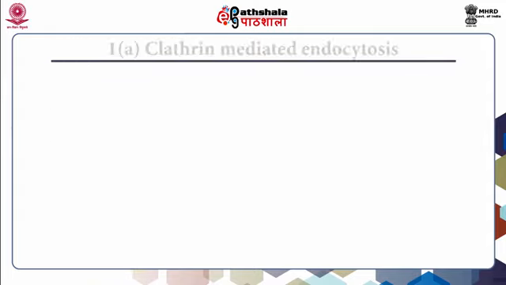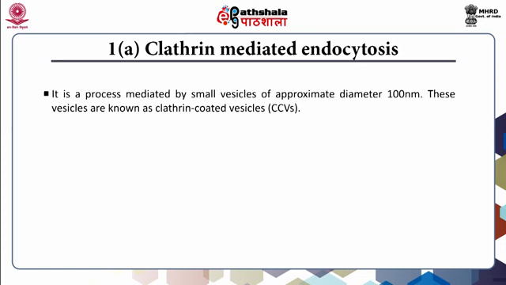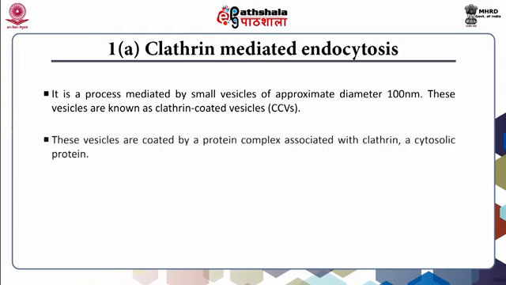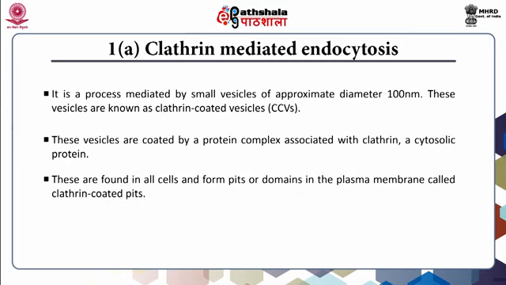Let us see the Clathrin mediated endocytosis. It is a process mediated by small vesicles of approximately 100 nanometer size, and these vesicles are known as Clathrin coated vesicles. These vesicles are coated by a protein complex associated with Clathrin. It is a cytosolic protein. These are found in all the cells and form pits or domains in the plasma membrane called Clathrin coated pits.